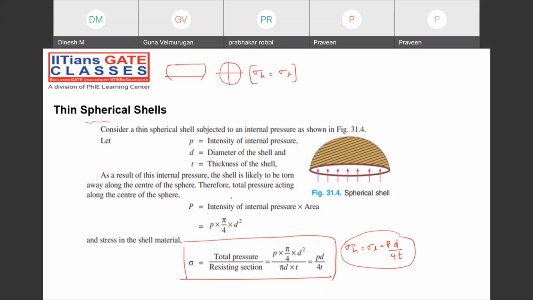How? Check it out. Internal pressure bursting will be there like this. So whatever the pressure force because of this will be what? P into pi by 4 d square, and the resisting area of course will be the same. Whatever the resisting area is, that is going to be the same. That has been offered by the thickness of the shell, like pi d t, and you are going to get what? PD divided by 4t. So here, if I take any point and draw the state of stress, it will be sigma, sigma, sigma, sigma. Yes or no, guys? Because all are equal.